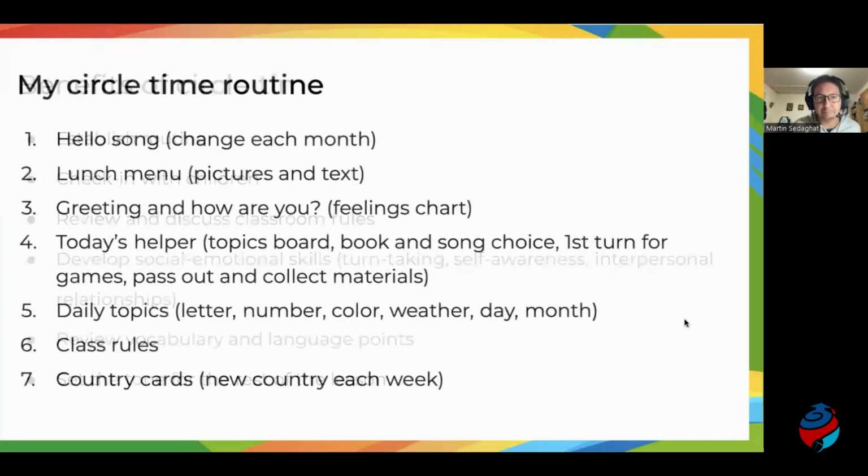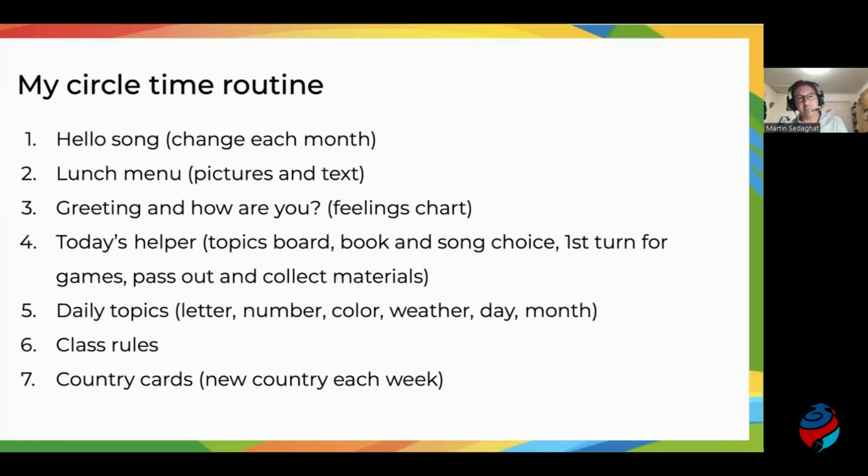Okay. So here's my general circle time routine. As I mentioned before, I don't do all of these every single time, but usually I do six or seven of them. And it is usually in this order. So I'm going to be going through these one at a time, showing pictures and explaining why I do it and giving some suggestions if this is something that you would be interested in trying in your own lessons.